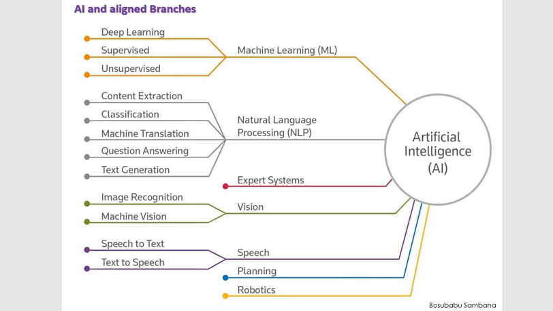Next one, computer vision. Computer vision contains various subfields like image recognition, pattern recognition, and machine vision. Next, the speech field is categorized into two factors: speech to text and text to speech. And planning and robotics.